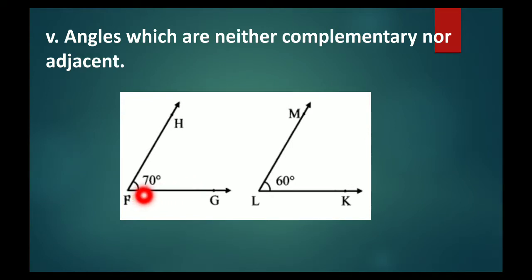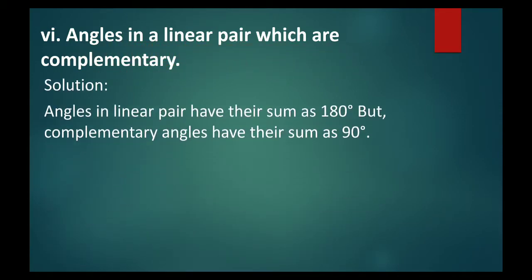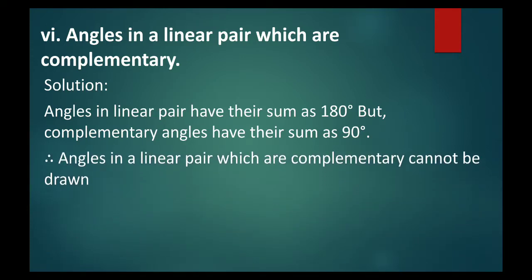Adjacent angles which are neither complementary nor supplementary. We have drawn two angles, one of 70 and one of 60. Now, question number 6: angles in a linear pair which are complementary. Angles in a linear pair have their sum as 180, but complementary angles have their sum as 90 degrees. So, we cannot draw them. Angles in a linear pair which are complementary cannot be drawn.